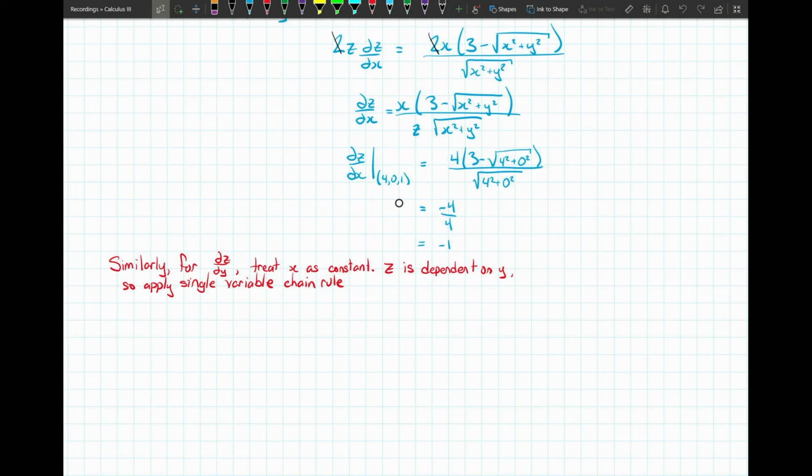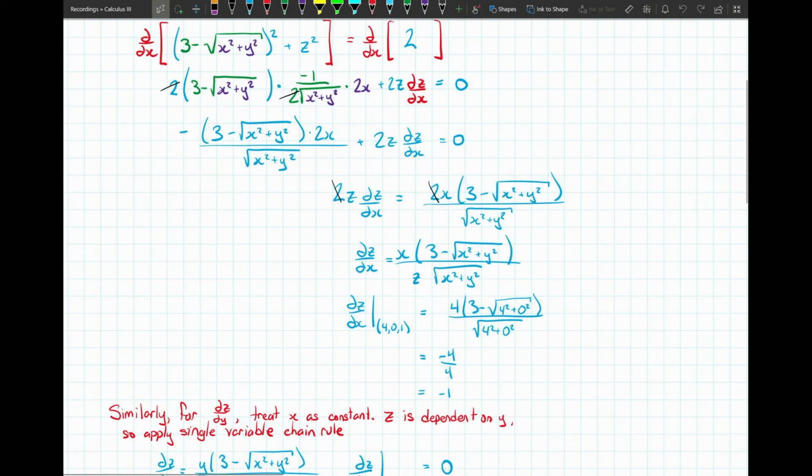You can go ahead and try this on your own, and you should end up getting a very, very similar expression. Del z by del y will equal y times (3 minus root x squared plus y squared) all over z times root x squared plus y squared. You can see the difference there is y, because in that little purple expression there, we are treating x as a constant and y as our variable this time. The derivative of x squared would be 0, and the derivative of y squared would be 2y.